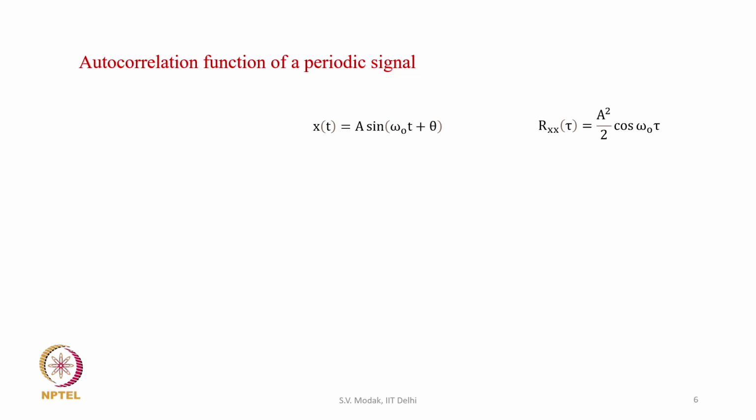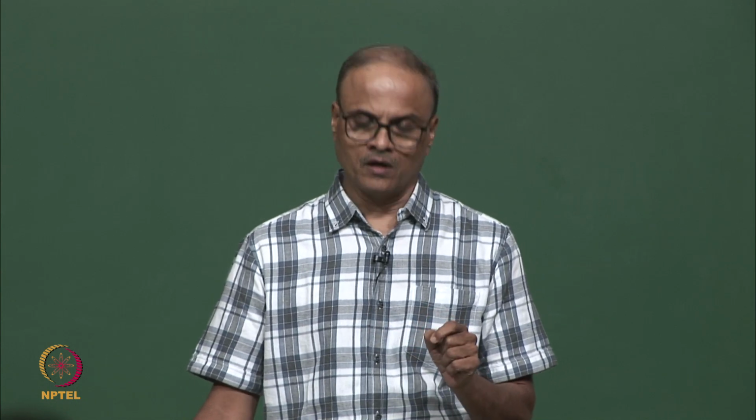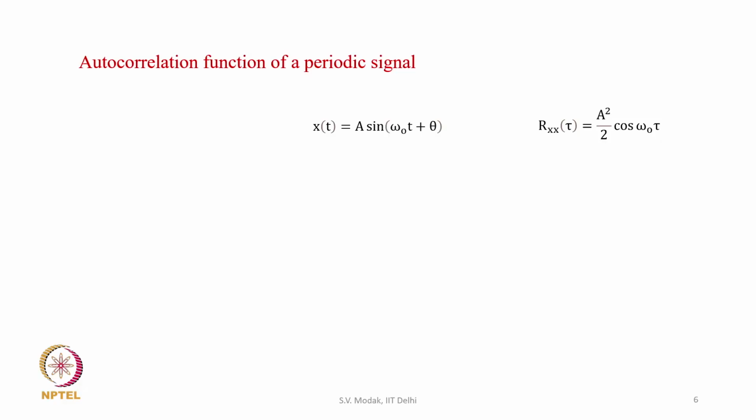Okay. So, what is the conclusion from here? The conclusion is that the signal was a sine signal of frequency omega naught, and what we get is a cosine signal of frequency omega naught. So, the frequency of the autocorrelation function is the same as the frequency of the signal. That is the first important observation.